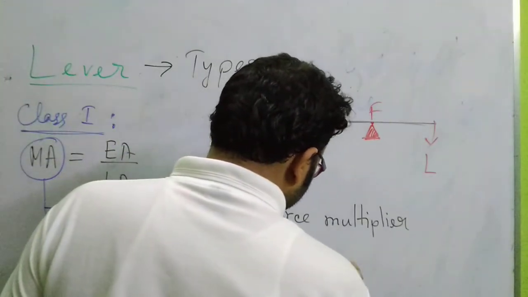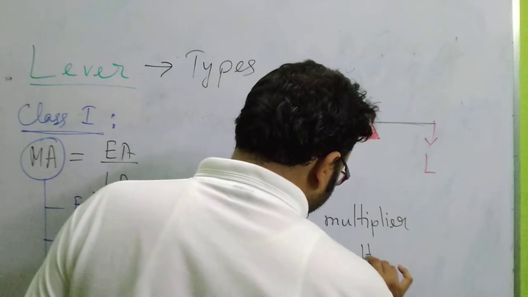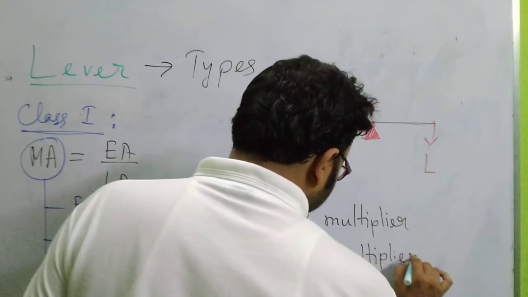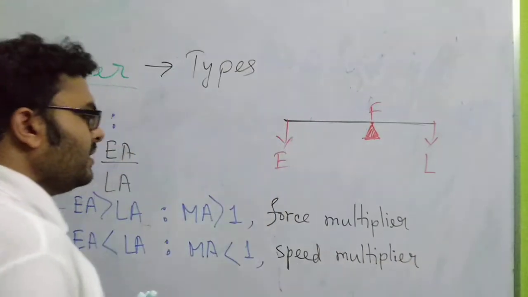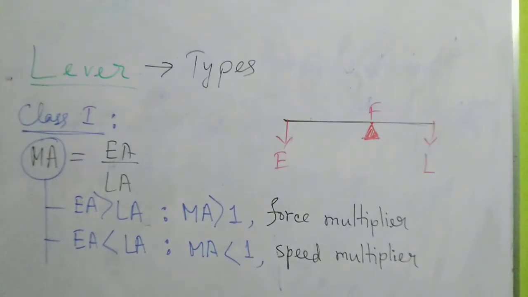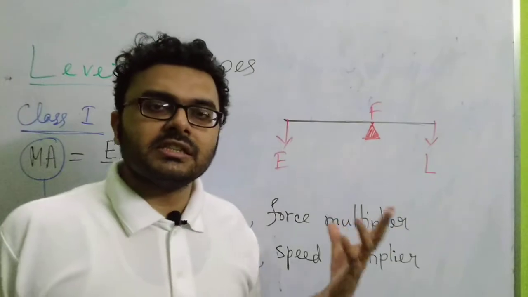Consider a normal household scissor, with which you can cut cloth or paper. Just imagine, or if you have one around you, you can see that the handle is shorter and the blade is longer. So the load arm is longer. That kind of scissor is actually a speed multiplier, with mechanical advantage less than 1.